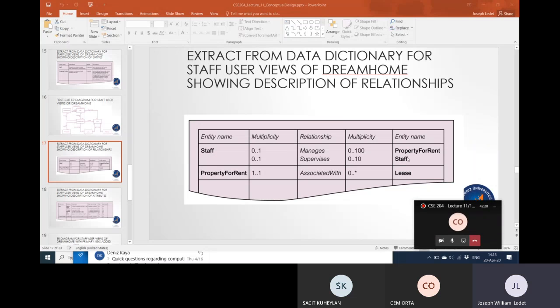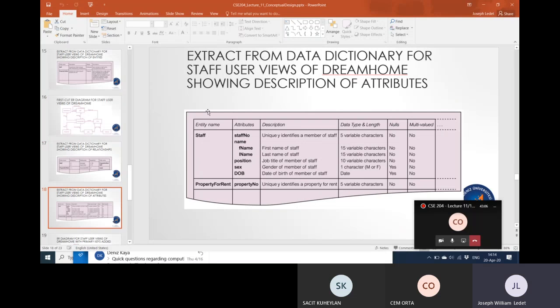So here is some information, a non-diagram view, a non-model view of some of this, where we would talk about some of the relationships between other entities. So a staff manages a property for rent. A staff supervises other staff. A property for rent is associated with a lease, those kinds of things. So this would be the same as this diagram over here, just in more of a table format.